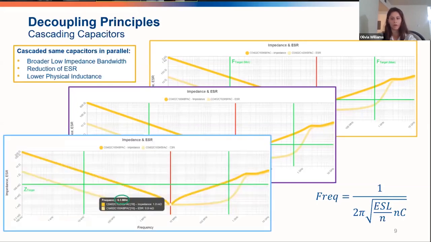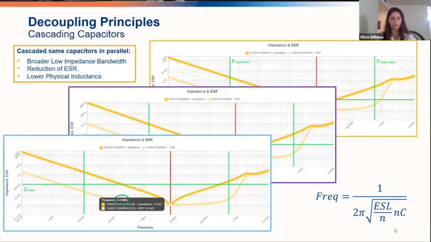And now we're going to go from 2 all the way to 10 of these identical capacitors in parallel together. And we're still not really meeting our target at our upper and lower frequency bands. But we can see some benefits from this. Overall, we've lowered the impedance across our frequency range. Not enough, but we can see that it has come down a little bit. We've also reduced the total ESR.